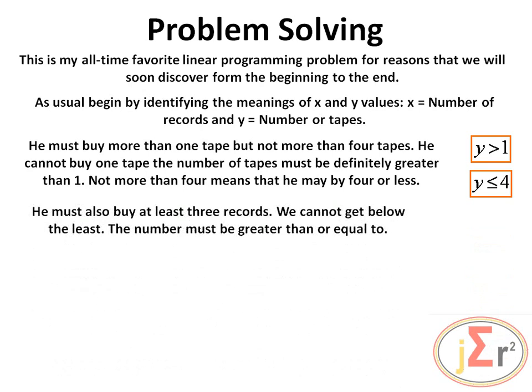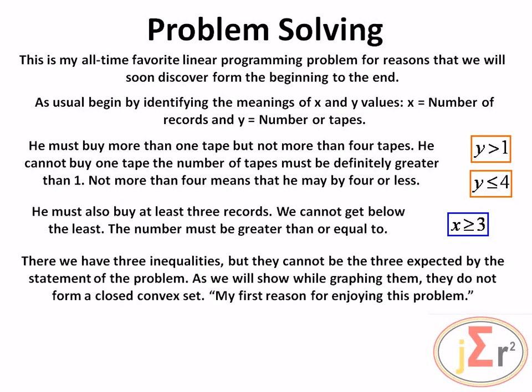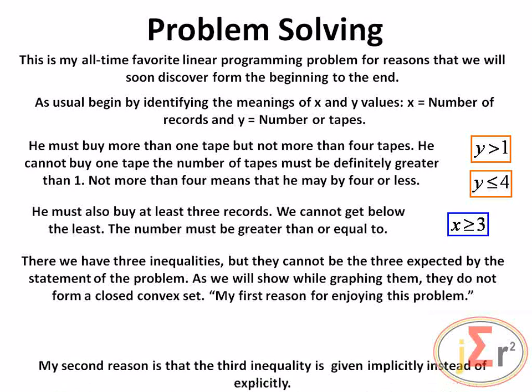He must also buy at least 3 records. We cannot get below the least, so the number must be greater than or equal to 3. There we have 2 inequalities, but they cannot be the 3 expected by the statement of the problem. As we will show while graphing them, they do not form a closed convex set. And this is my first reason for enjoying this problem.